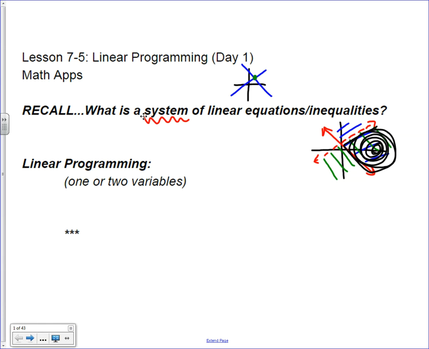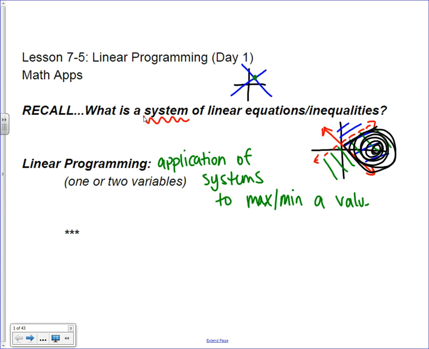Today we're going to talk about linear programming, and linear programming is an application of systems to maximize or minimize a value. Okay, so this is going to be some application. And this is in one or two variables, and we're going to use two variables because we are going to be on a coordinate plane.